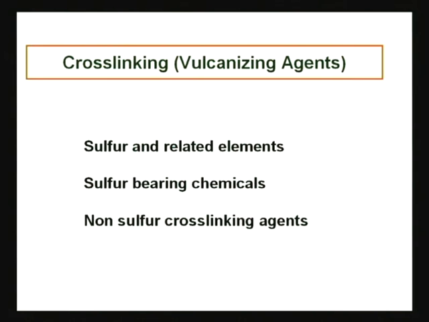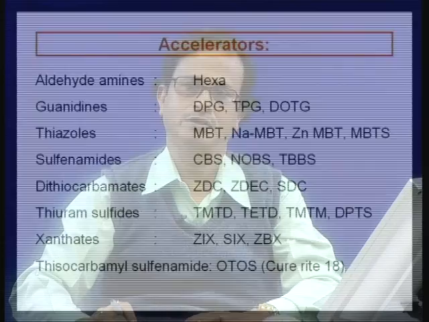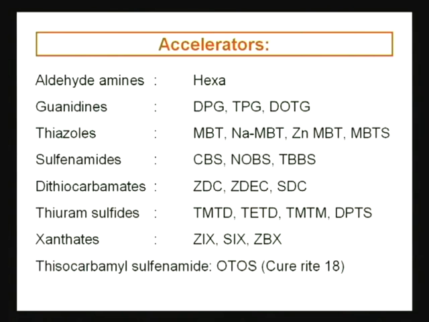Cross-linking vulcanizing agents, as I mentioned, are sulfur and related sulfur-bearing chemicals, and non-sulfur cross-linking agents, used for making rubber products. Then accelerators. There are various accelerators used in commercial practice: thiazole, sulfenamide, dithiocarbamate, thiourea sulfides, xanthates, thiocarbamyl sulfides. As you go from top to bottom, the speed of their acceleration or reaction increases, so they are gradually faster reacting.